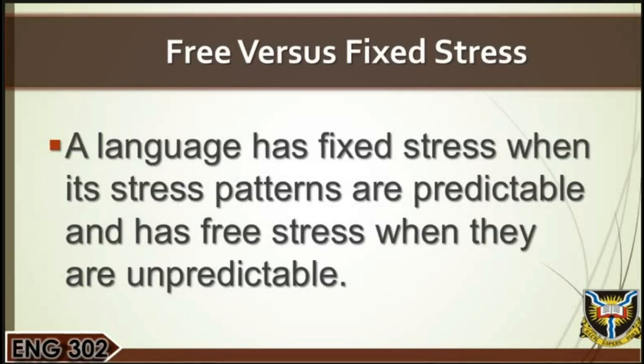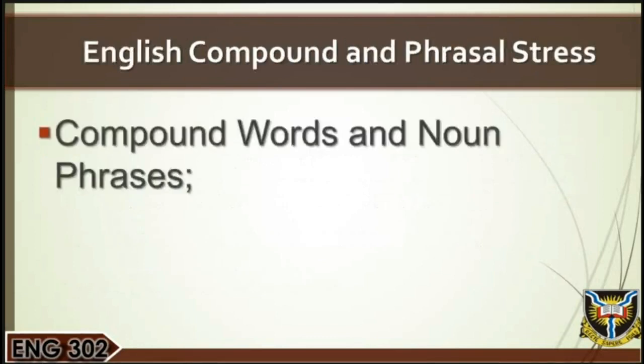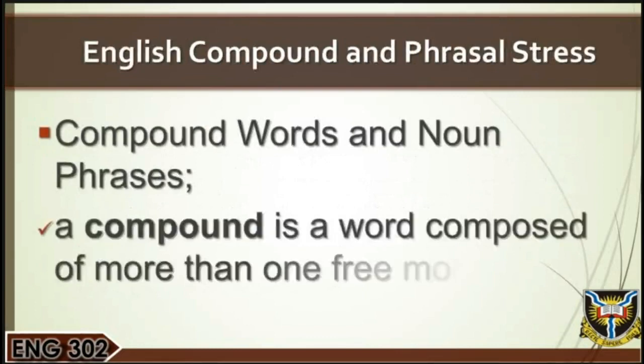4. English compound and phrasal stress. Compound words and noun phrases. It is important for us to take a look at stress placement on words that are used together as compounds or groups. We will now discuss English compounds and phrasal verbs because they are easy to confuse in terms of stress placements. Compound words are two words that are used as one word.